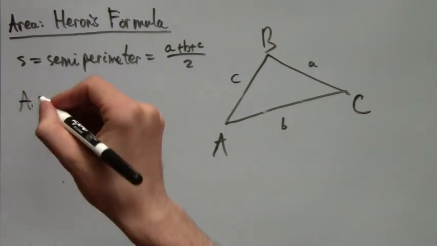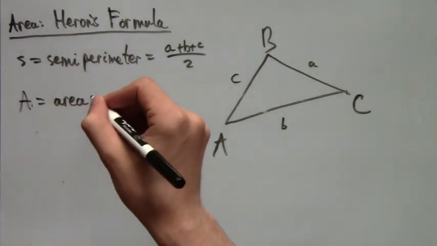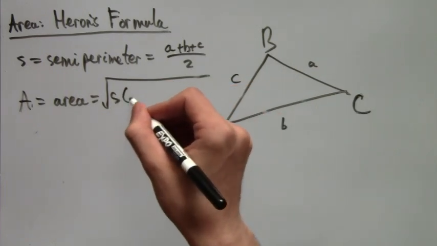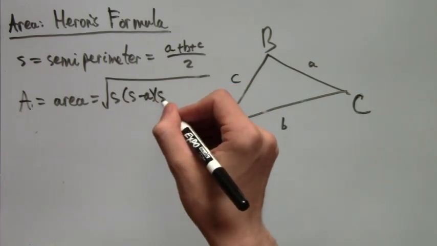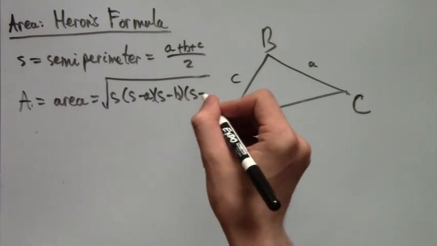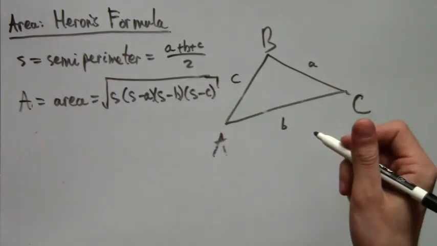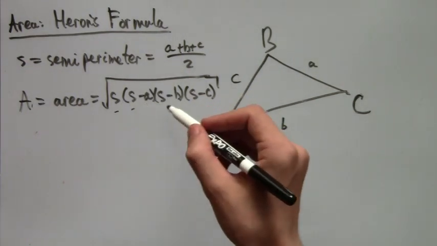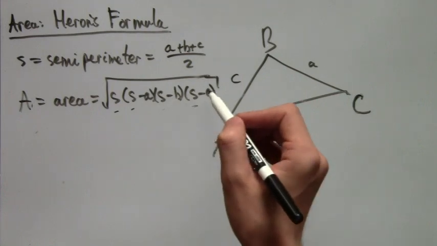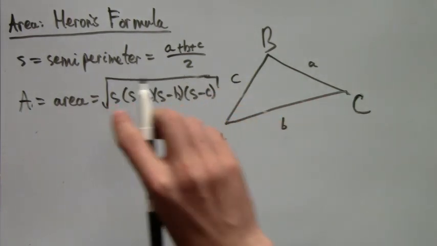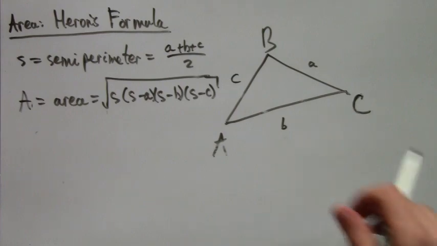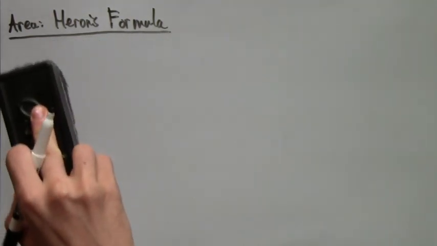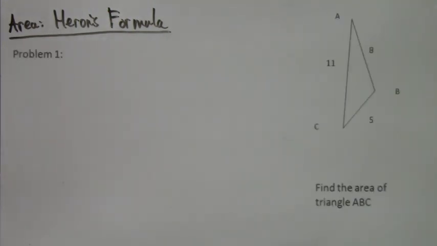Now, Heron's area formula tells us that the area of the triangle is equal to the square root of s times s minus a times s minus b times s minus c. So s appears a total of 4 times. And notice that s is in terms of a, b, and c, so the whole formula only involves the lengths of the sides of the triangle. So let's do some computations and make sure that we know how this works.